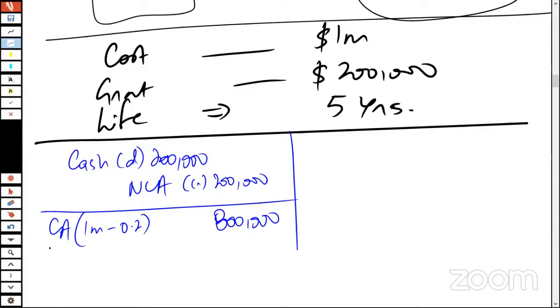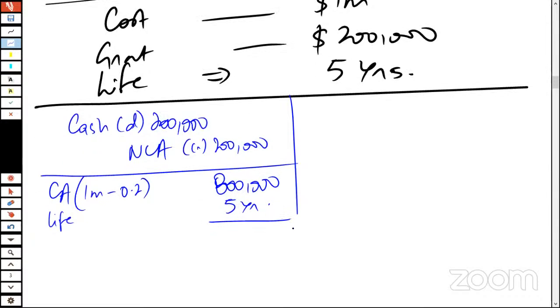And the remaining carrying amount of the asset has to be depreciated over a period of 5 years. That means the depreciation expense that you are going to be recognizing every year is going to be 160,000. So that is one of the approaches, where you actually deduct this government grant from the cost of the asset.